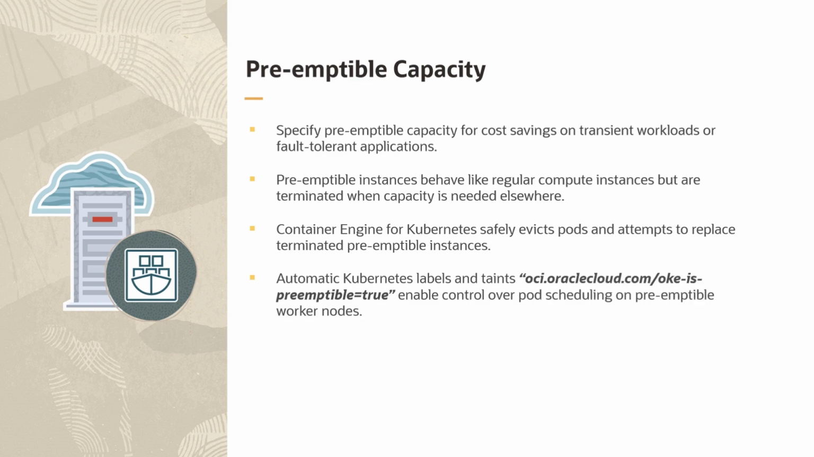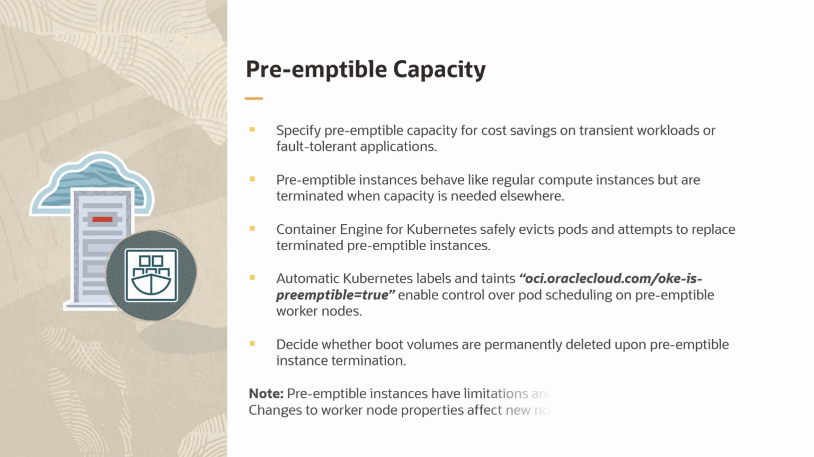Keep an eye out for those automatic Kubernetes labels and taints. They are labeled as oci.oraclecloud.com/oke-is-preemptible equals true, giving you the control over pod scheduling on preemptible worker nodes. Remember, you are in control. Decide whether boot volumes are permanently deleted upon preemptible instance termination. However, be aware of limitations and compatibility requirements. And a quick reminder, any changes to worker node properties will affect new nodes only.